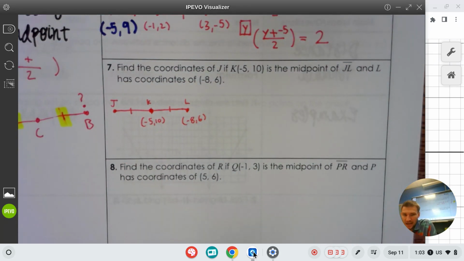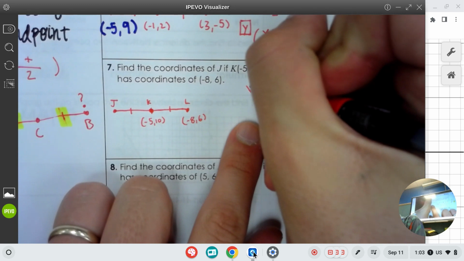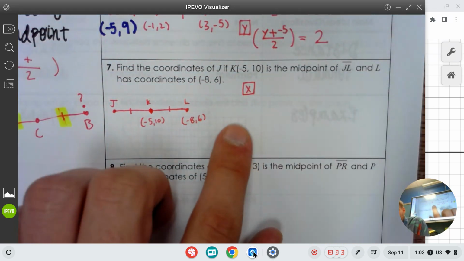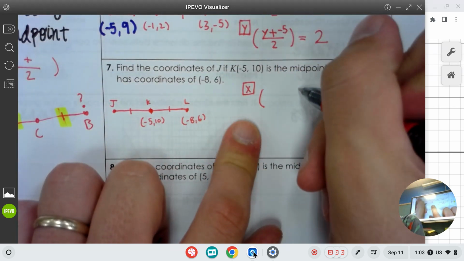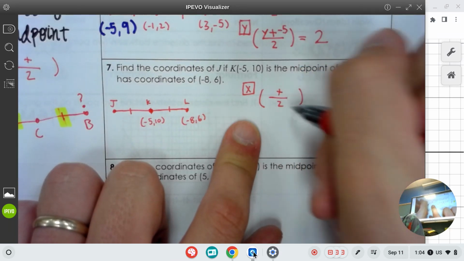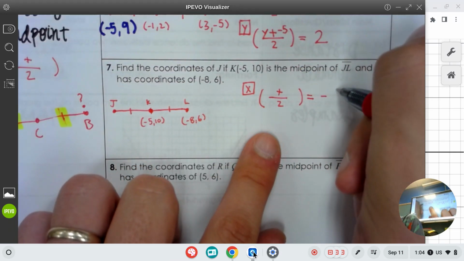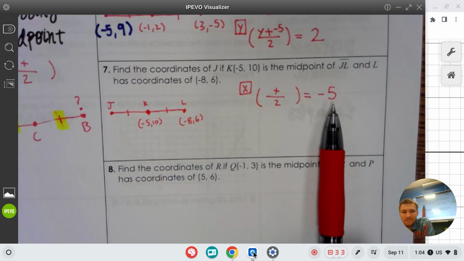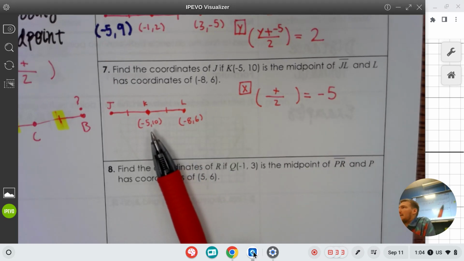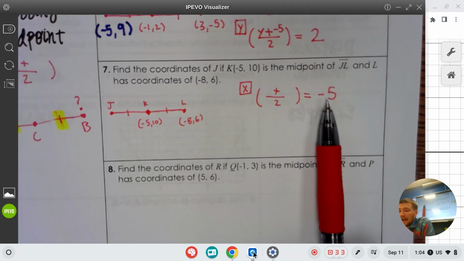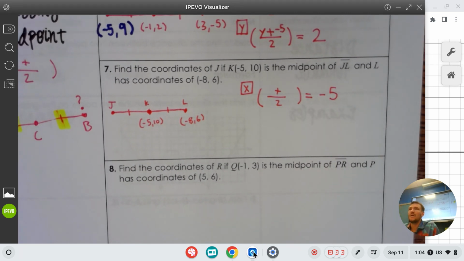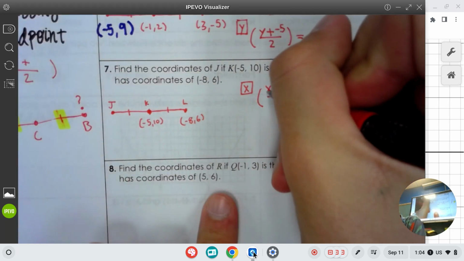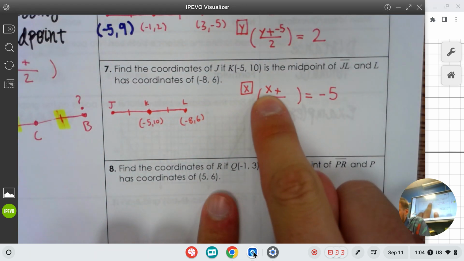Where is J? It's not actually a crazy process. It just seems like it comes from nowhere the first time you see it. The midpoint, add them up and divide by 2, is -5. Before I move on, where did this -5 come from? It's the K number, right? It's the midpoint. And when I'm trying to add them up and divide by 2, I don't know what both those numbers are. I know the L number, but I do not know the J number. So X is my J stand-in. It's like my question mark.